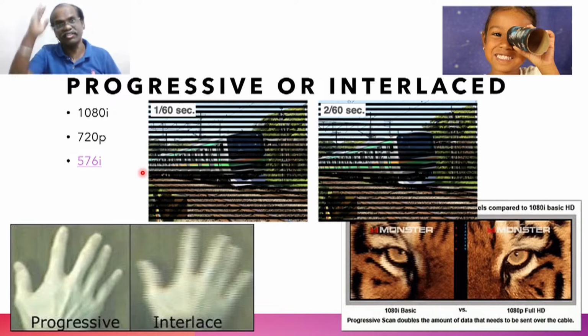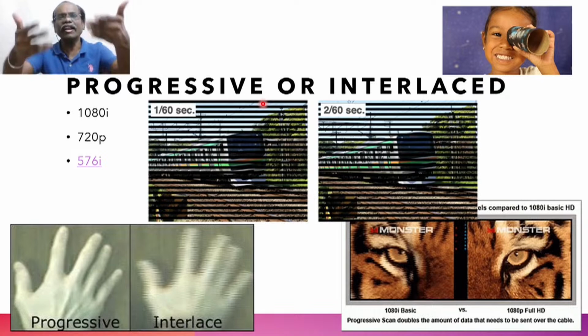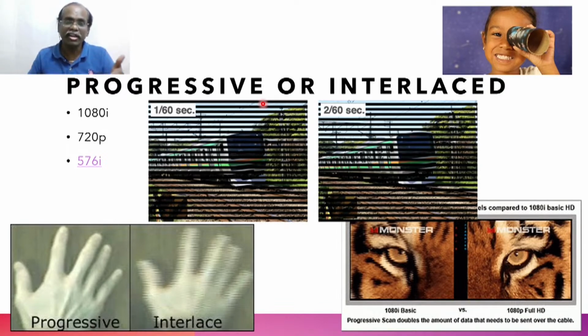Look at the picture here. In 1/60th of a second, the odd lines are captured, and in the next fraction of a second, the even lines are captured. Then again it goes to the odd lines, then the even lines. The captured image will have black lines in between. Alternate lines are captured: odd lines at one time, even lines at another time. Those lines are captured at different intervals, 48 times, or here 60 times.